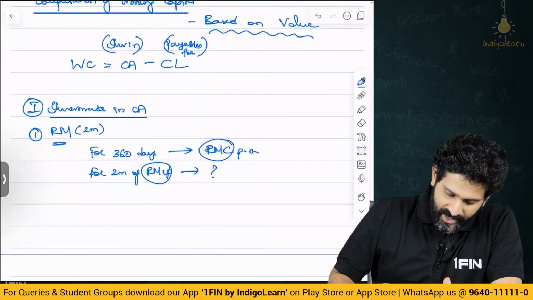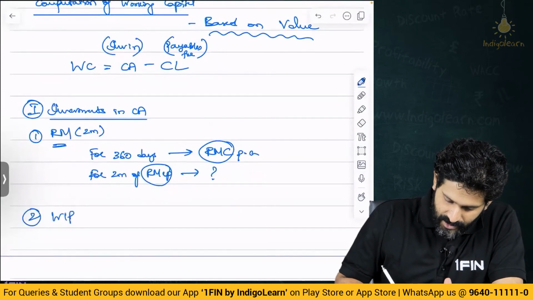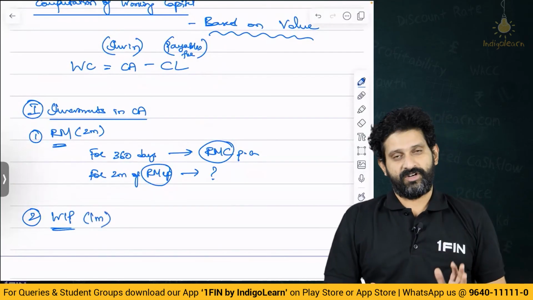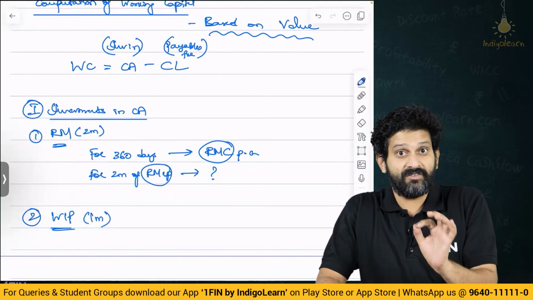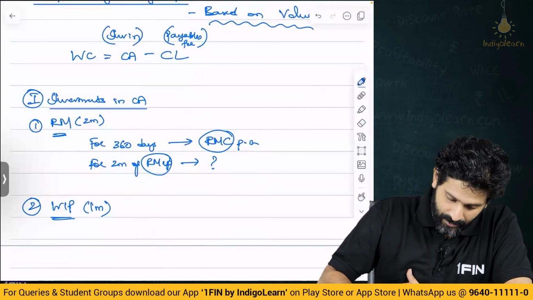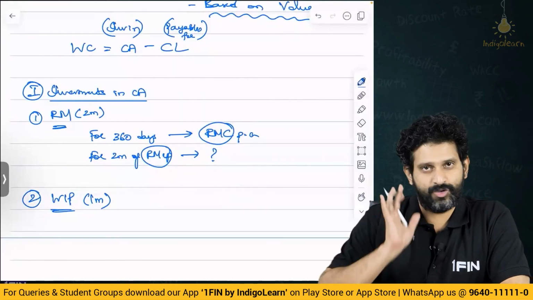Similarly, the next step, that is work in progress. Now say work in progress conversion period is 1 month, but one minute, be careful friends. There is a special point to be followed here. What is that? This is a very, very important point from the concept point of view also. Now, raw material we will take based on the raw material consumed.